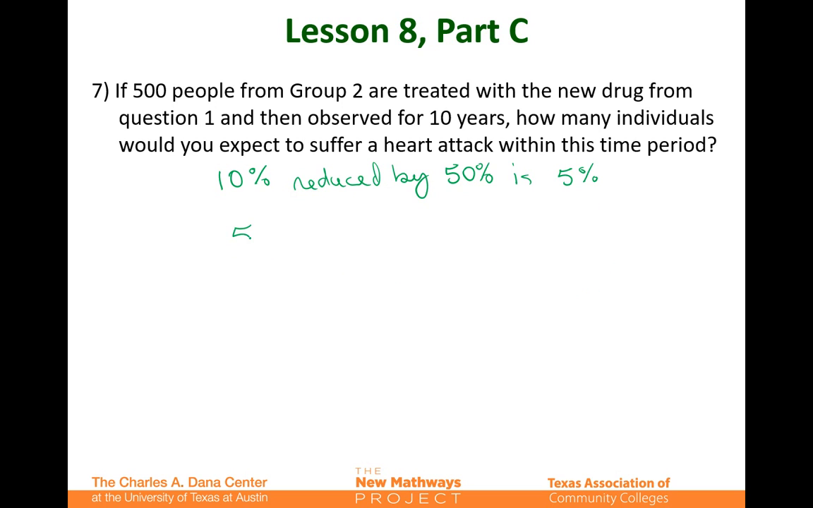Well, 5% of 500 people, 0.05, is only 25 people. So we did the same thing we did before. We figured out the risk without treatment was that 50 people would get heart disease. With the drug treatment, that would fall to 25 people.